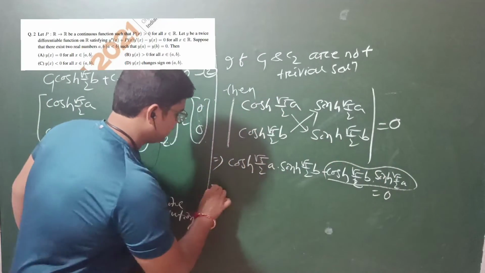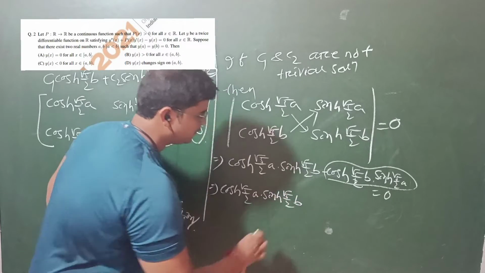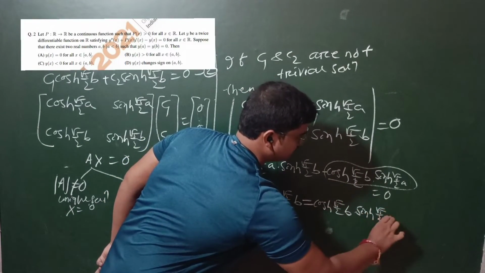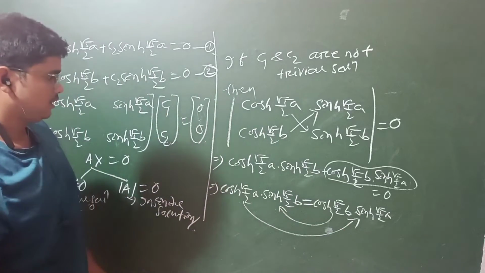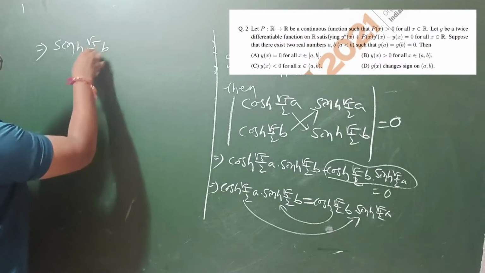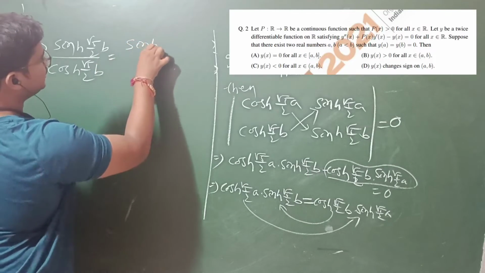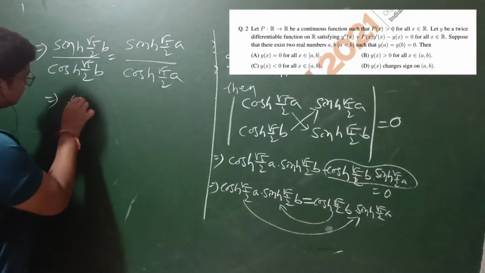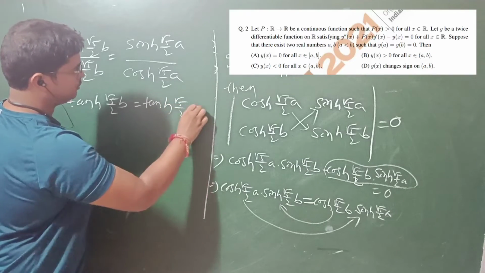Now take this portion to the other side. That means cosh(√5/2 a) times sinh(√5/2 b) equals cosh(√5/2 b) times sinh(√5/2 a). Now take the cosh terms and interchange them. This implies sinh(√5/2 b) divided by cosh(√5/2 b) equals sinh(√5/2 a) divided by cosh(√5/2 a), which implies tanh(√5/2 b) equals tanh(√5/2 a).